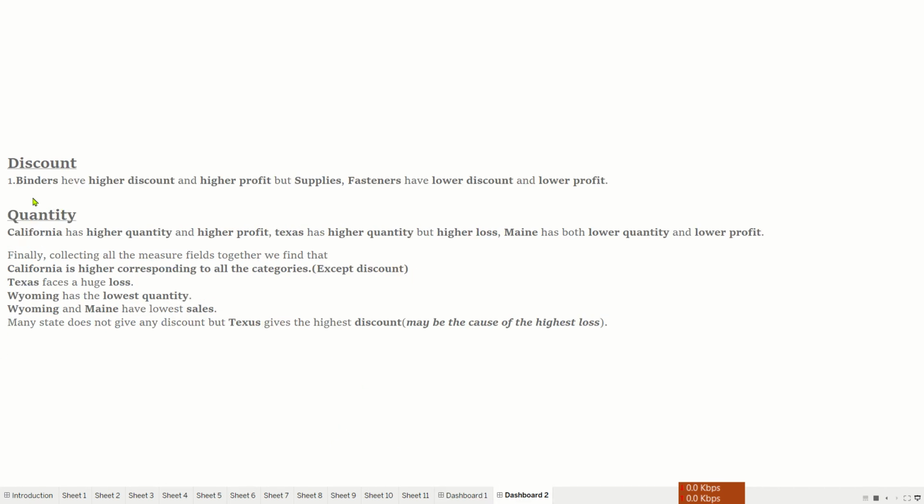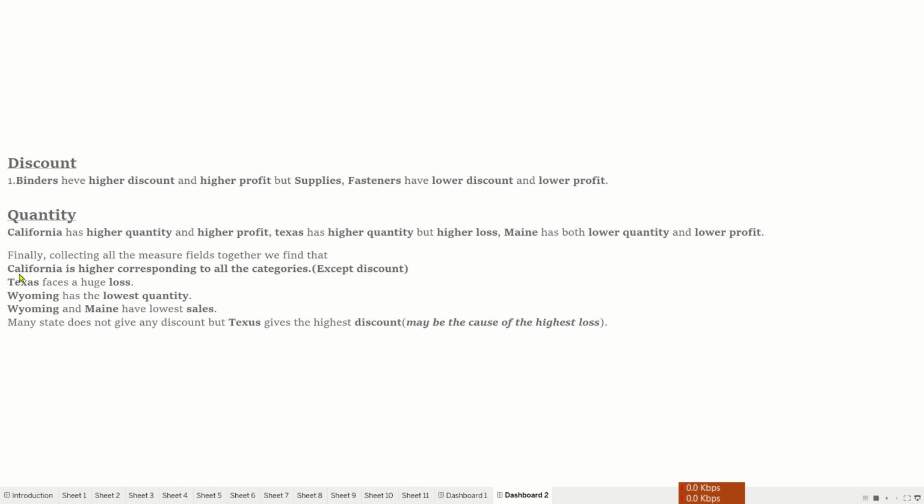Finally, in the conclusion, we again include the discount. That is, we see that binders have higher discount and higher profit, but supplies and fasteners have lower discount and lower profit. Quantity: if we take a look at the measure field quantity, we see that California has higher quantity, higher profit. Texas has higher quantity but higher loss. Maine has both lower quantity and lower profit.